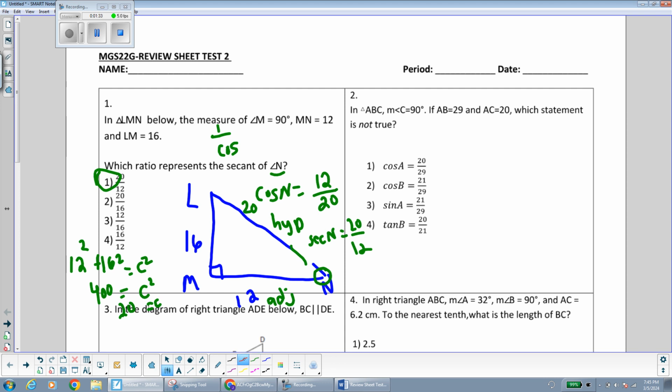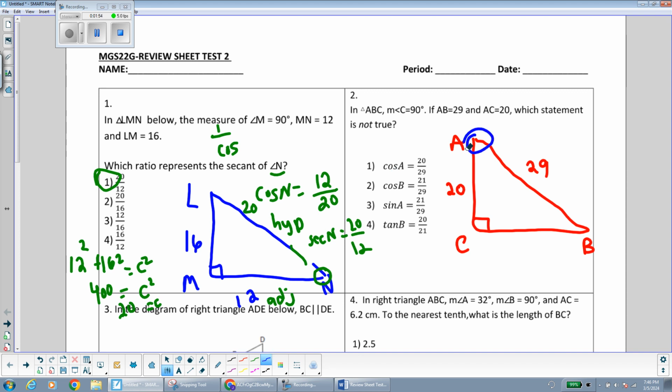Moving on to number 2. In triangle ABC, angle C is the 90-degree angle. AB is 29 and AC is 20. And we need to find which statement is not true. The first answer choice has a focus angle of angle A, and it's talking about cosine. Cosine focused at angle A would be adjacent over hypotenuse, which would be 20 over 29.